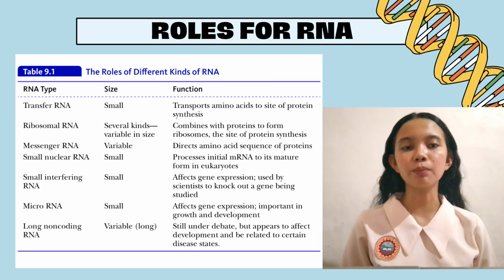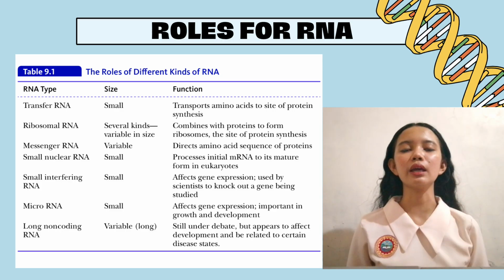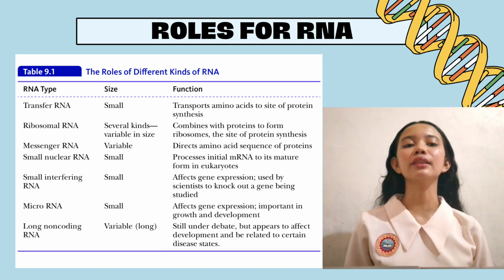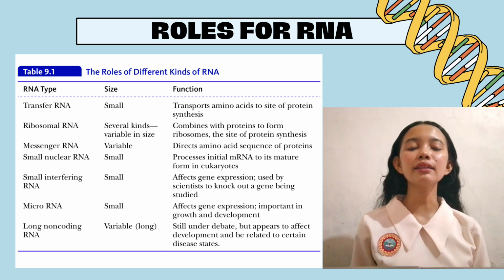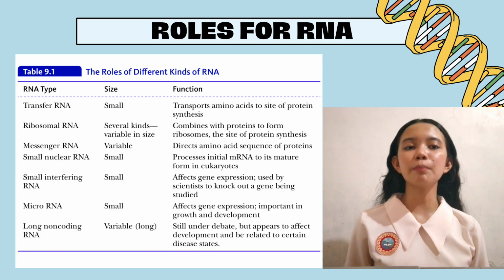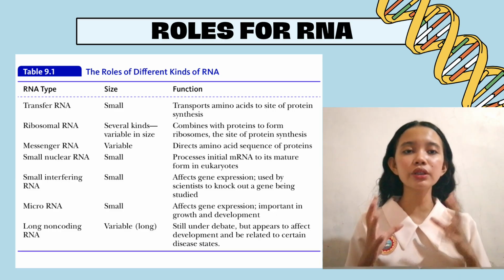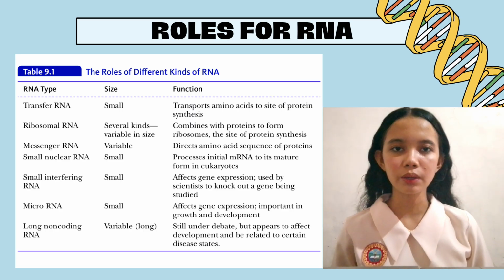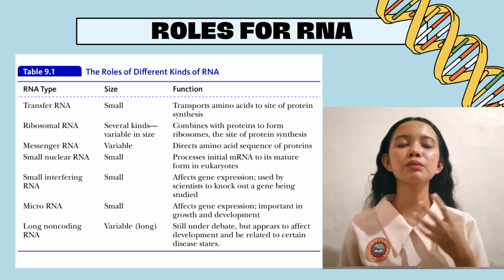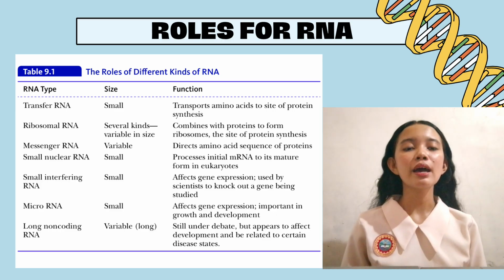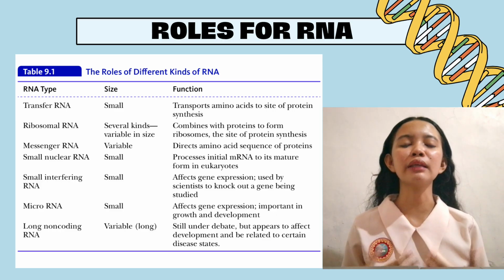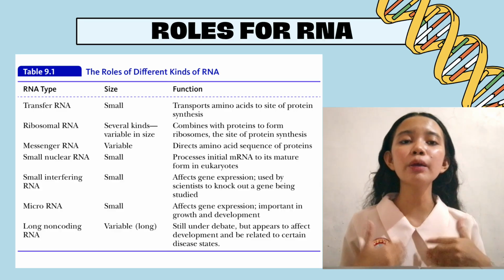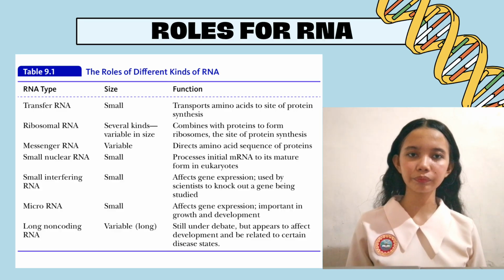Second is ribosomal RNA or rRNA. Ribosomal RNA is one of the most abundant and largest types of RNA in the cell. It forms the main structural and functional parts of ribosomes together with ribosomal proteins. rRNA helps maintain the ribosome shape and ensures the proper alignment of messenger RNA and transfer RNA during protein production.